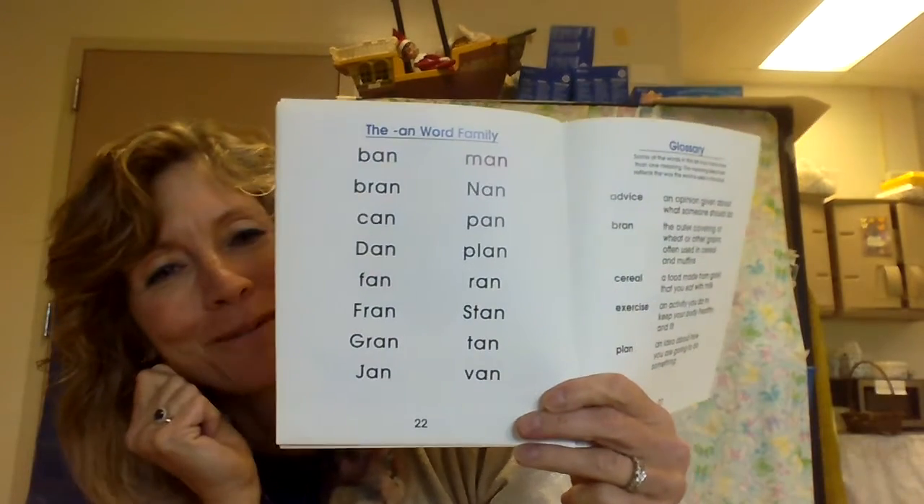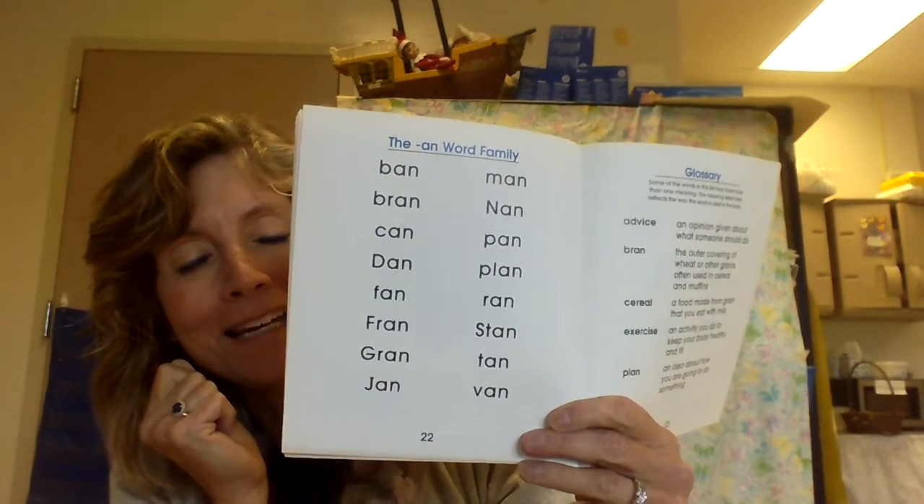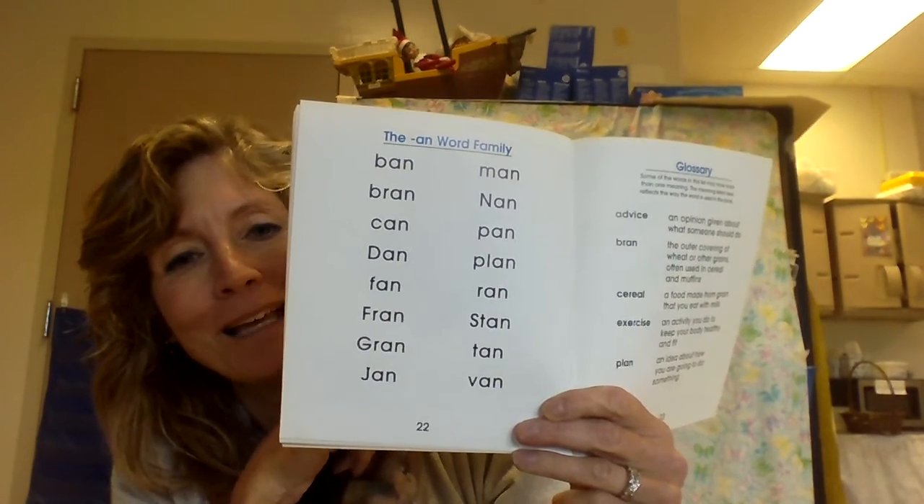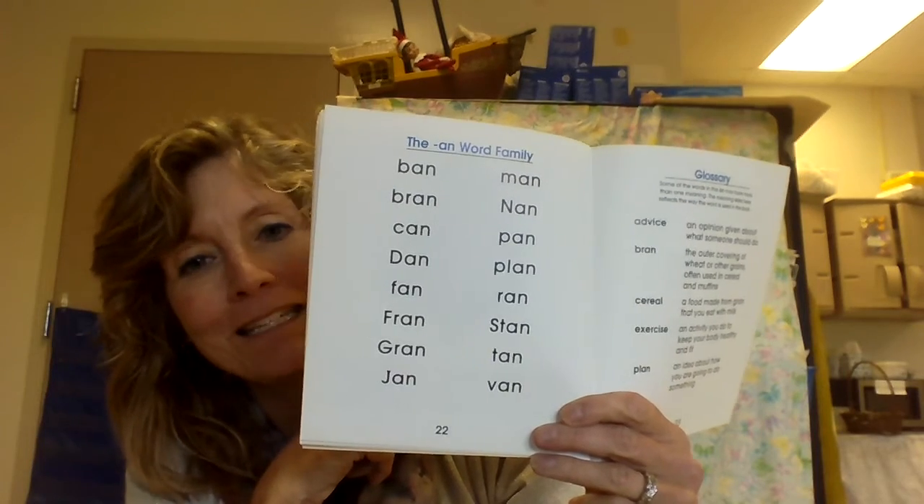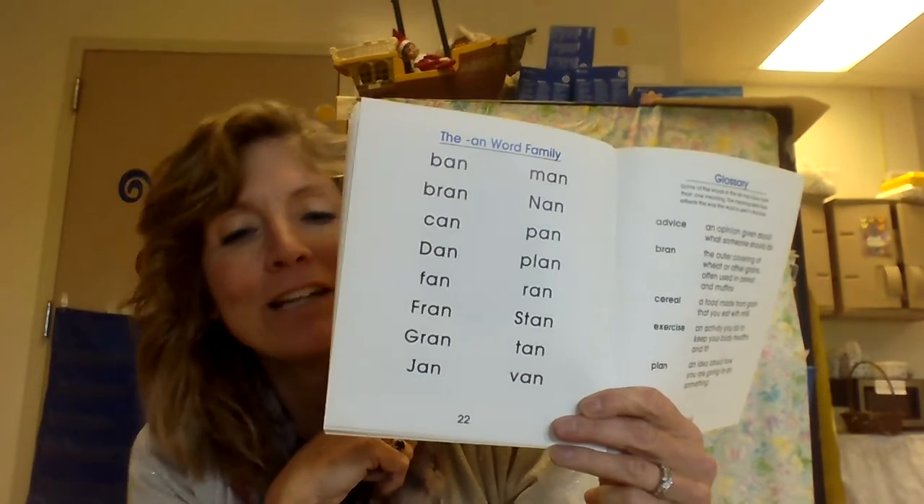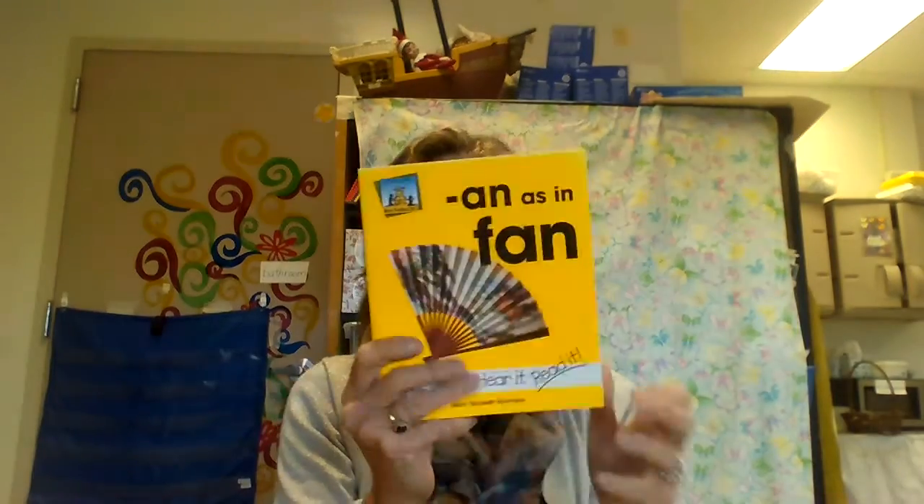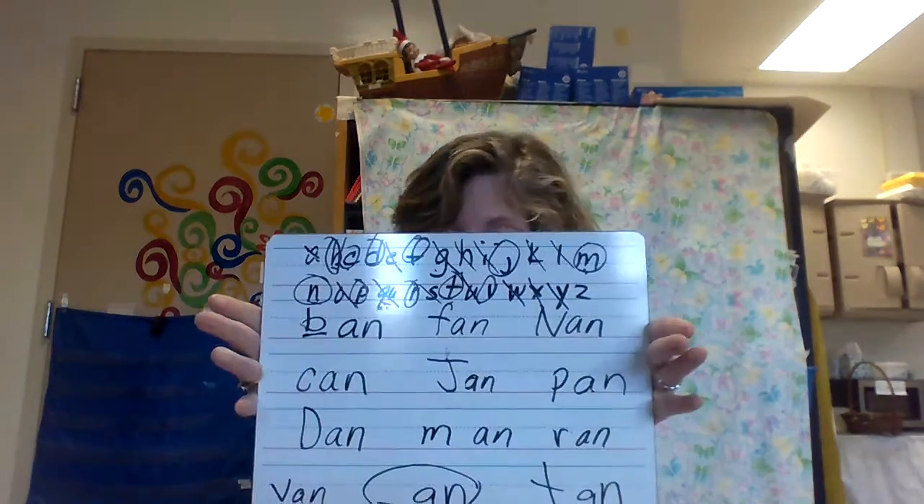And here are some of the an words. Ban, man, bran, nan, can, pan, dan, plan, fan, ran, fran, stan, gran, tan, jan, van. And we just went through an awful lot of those. Again, you're doing all the an sounds today. See if you can rhyme them. Two rhyme words, a couple other things.